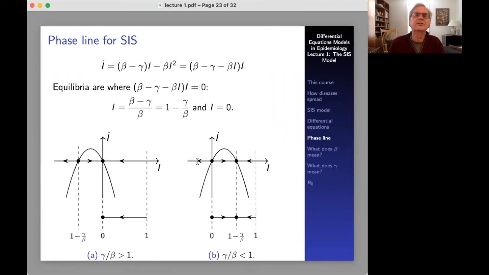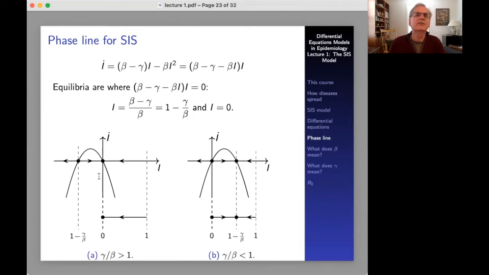So here's the I-axis. Where are those two equilibria? One is at 0, right here. And the other is at 1 minus gamma over beta. And now there's two cases. If gamma over beta is bigger than 1, then 1 minus gamma over beta is negative, and that second equilibrium is over here, negative. On the other hand, if gamma over beta is less than 1, then 1 minus gamma over beta is going to be in between 0 and 1. And so in between 0 and 1, we'll have a second equilibrium.